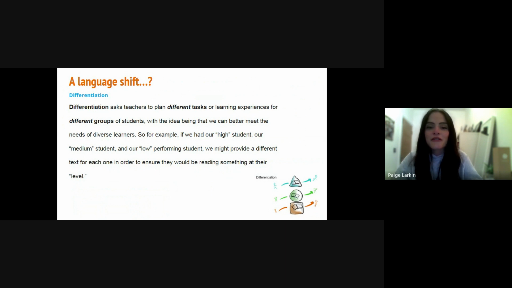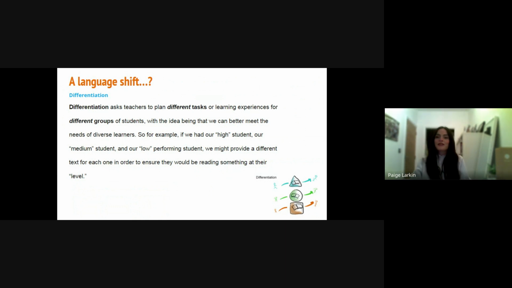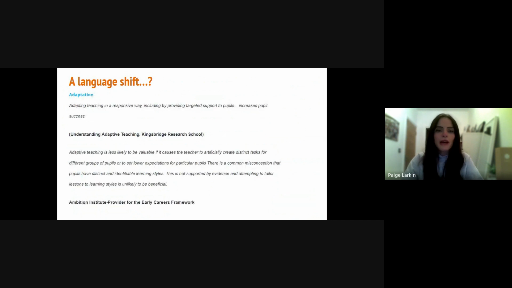Obviously, the word different comes up a fair few times, and we've also got an example with this definition as well about the high, medium, and low performing students being given different texts in order to ensure that they'd be reading something at their level. So potentially a bit of an English example, maybe another subject where we're doing some reading. Okay, so that's differentiation. And what about adaptation?